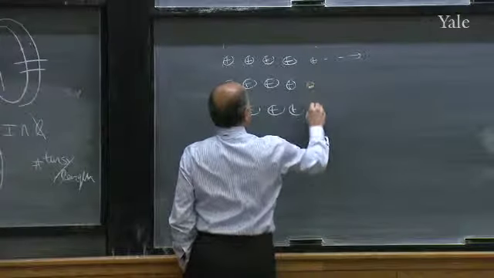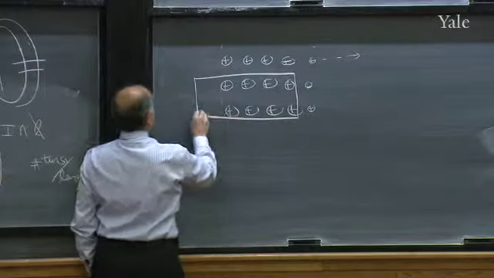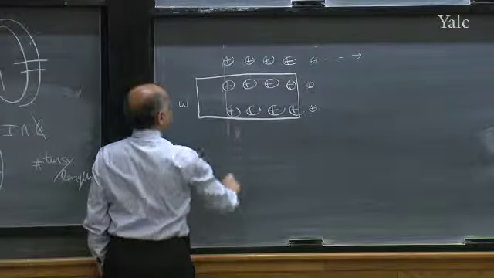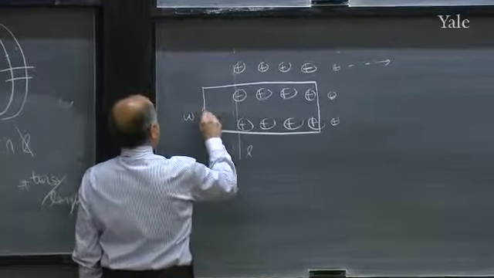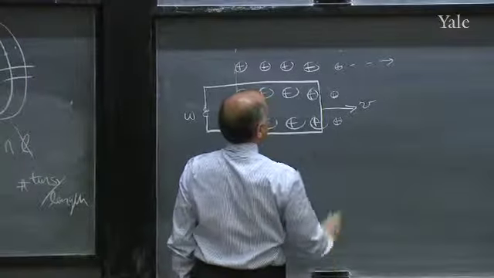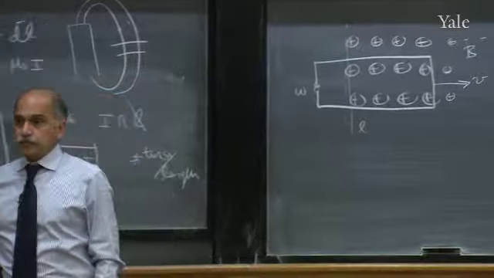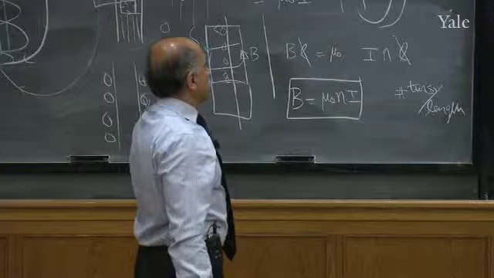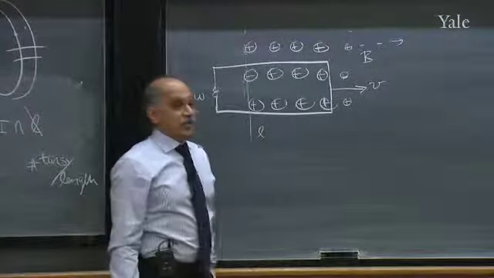Now I'm going to take a loop of wire like this. It's got some width W, maybe some length L. And I put a little light bulb here. Then I drag this to the right with some speed V, and this magnetic field B going into the blackboard. Now, if the loop is not moving, nothing will happen. If the loop is moving, something does happen.